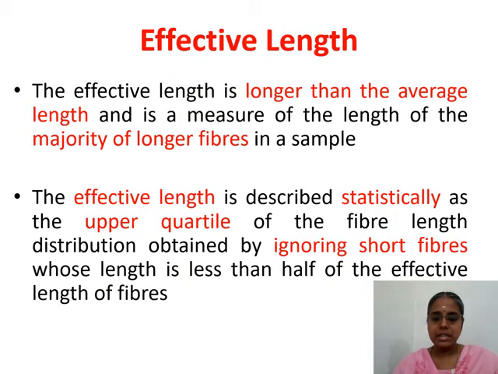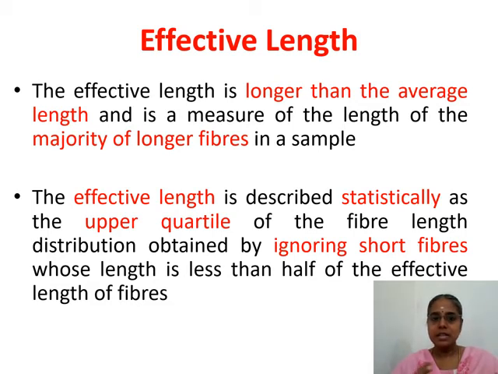Now we'll understand the term effective length. Effective length is longer than the average length. It is definitely above the average length, and it is a measure of the length of the upper group of longer fibers, or the majority of the longer fibers in the total sample. Effective length can be statistically told as upper quartile length.